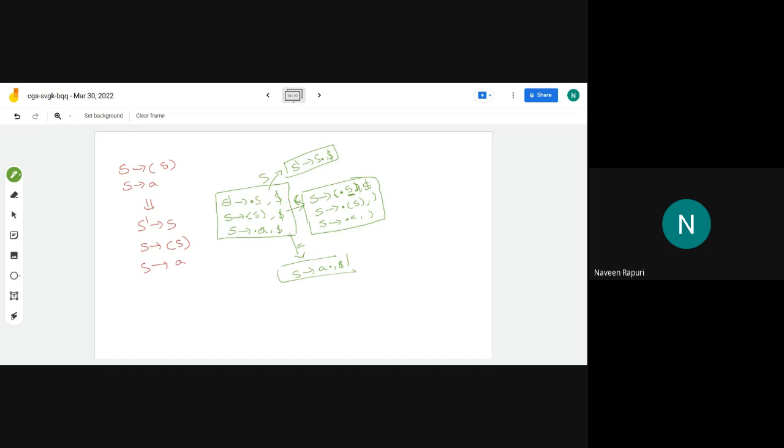Now, if we expand it, what will we get? S derives open parenthesis S dot closed parenthesis comma dollar. Now if we expand it, what will we get? S derives open parenthesis dot S, after that we are having again S, then closed parenthesis.